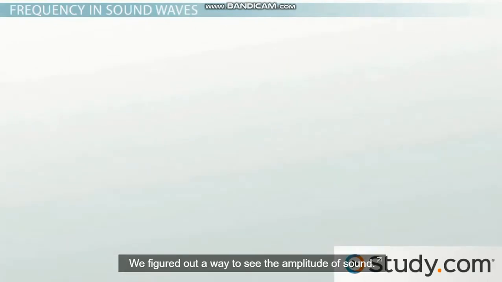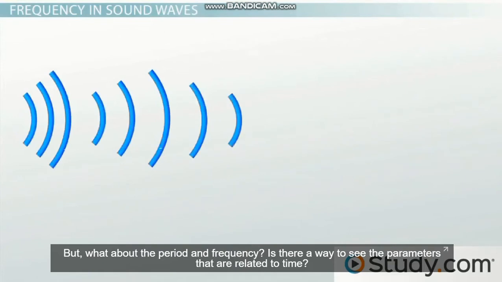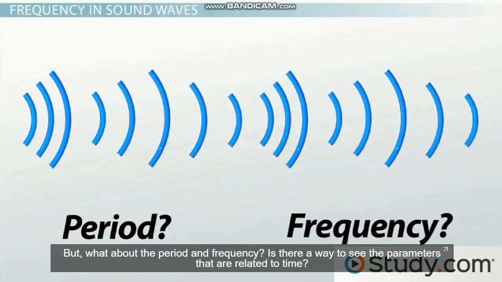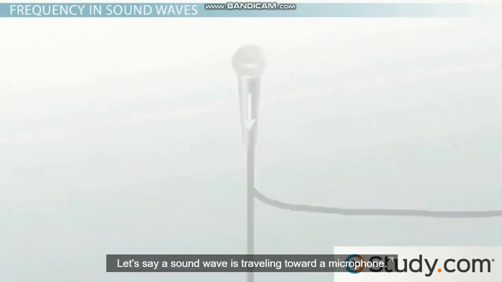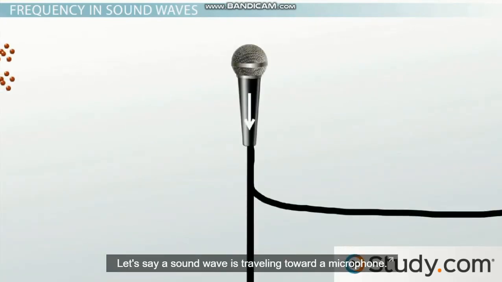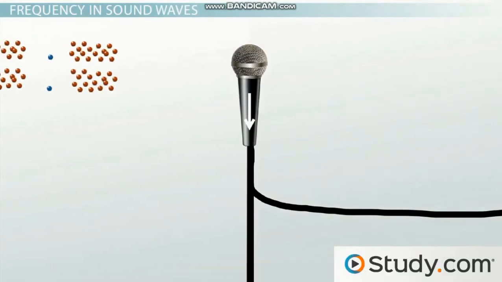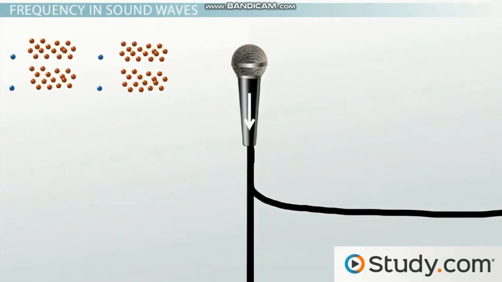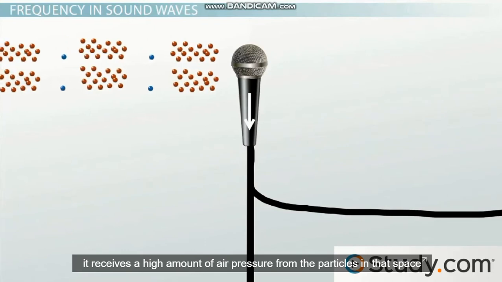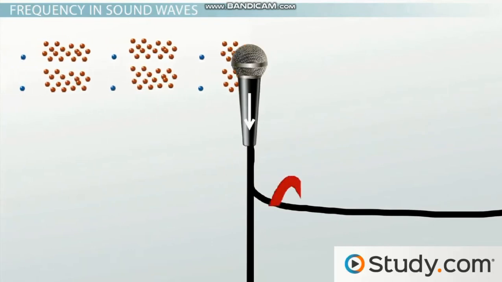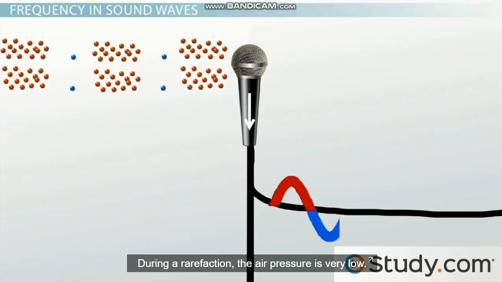We figured out a way to see the amplitude of sound, but what about the period and frequency? Is there a way to see the parameters that are related to time? Let's say a sound wave is traveling toward a microphone. The microphone picks up compressions and rarefactions as the wave passes by. When a compression hits the microphone, it receives a high amount of air pressure from the particles in that space. During a rarefaction, the air pressure is very low.